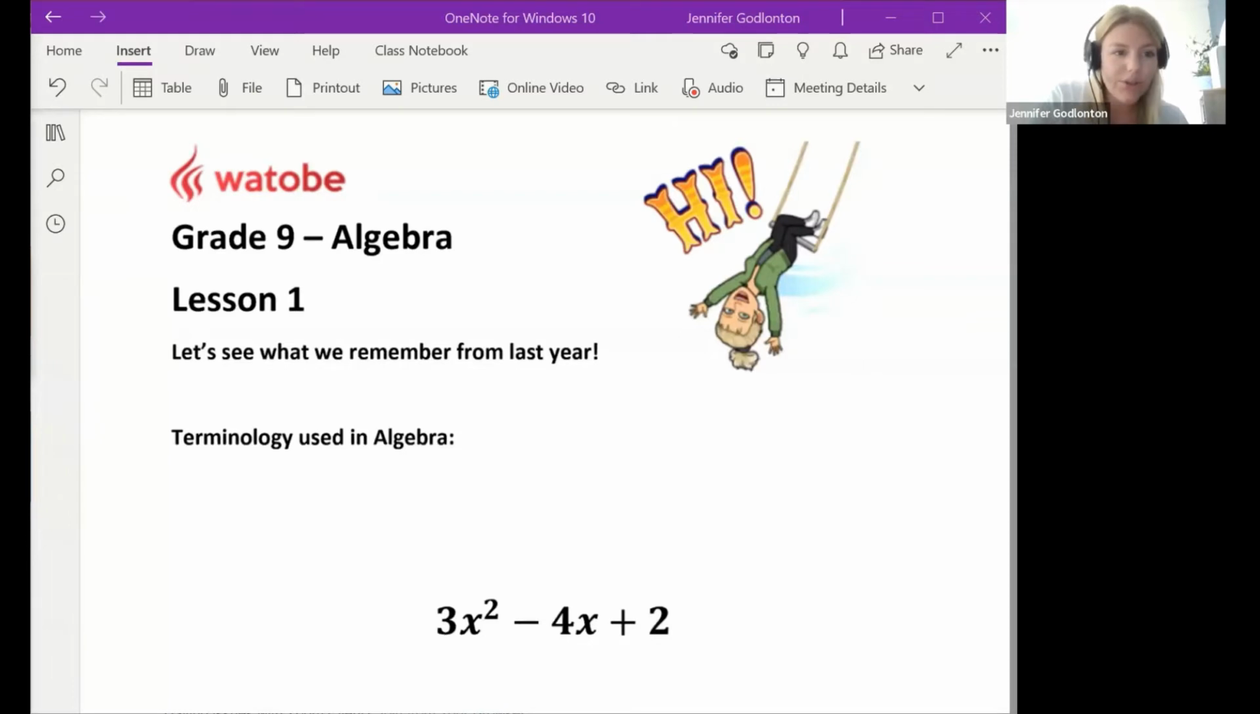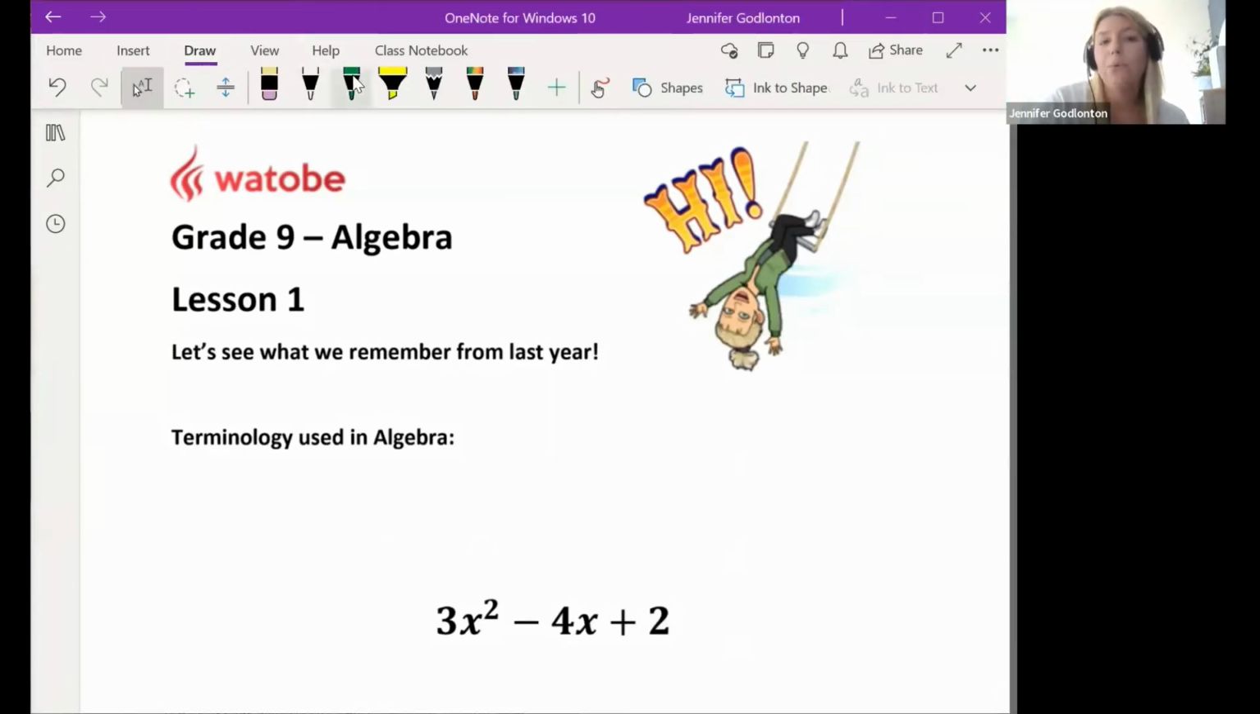Okay, so let's see who's feeling brave today. Remember, you're welcome to unmute yourselves and talk to me when you have an answer. We have three things written here on the board. So we've got 3x squared minus 4x plus 2. And I'm wanting to know what the word is for a number like this. This number that says plus 2 doesn't have a letter next to it. Who thinks they can remember what the word is for something like that?